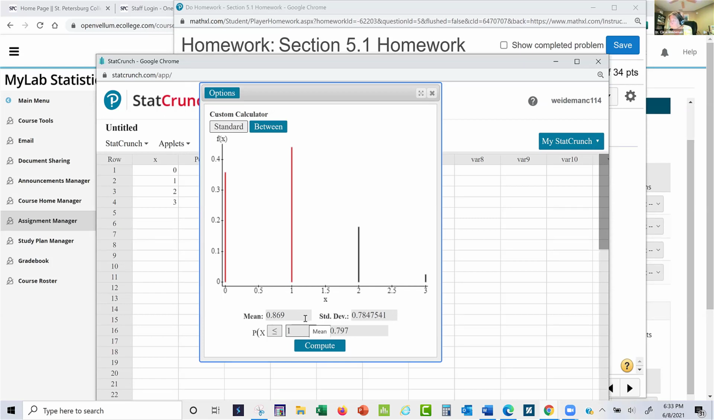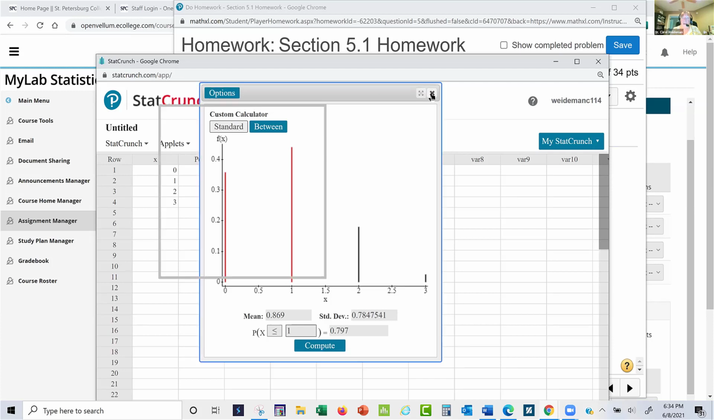Let me go ahead and write them on the paper. So the mean is 0.869 and the standard deviation is 0.7848. If they ask you for the variance, you would simply square the standard deviation. I can't remember if they do in the homework, they might. But if you were going to do a variance, you would just square the value given here for the standard deviation in order to get the variance.